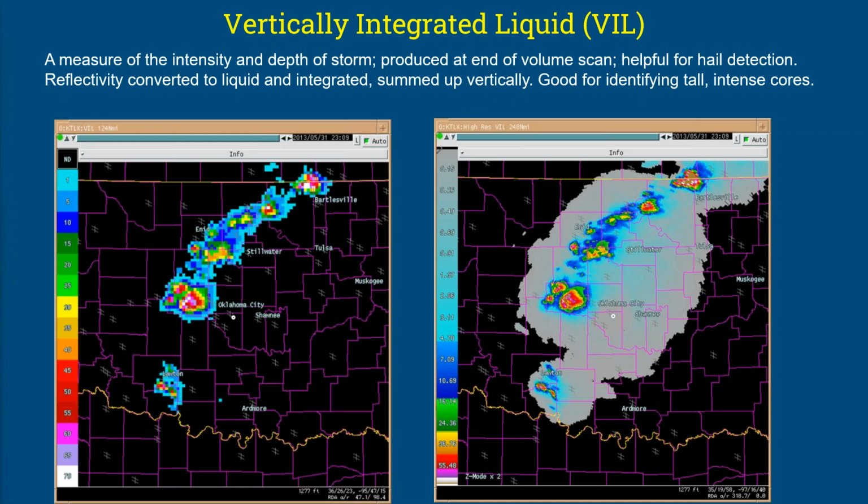through a deep layer. And so those two together tend to really draw out storms that may have large hail, among other things. So the VIL is, again, a tool that's been used ever since the 88D was rolled out in the early 1990s.